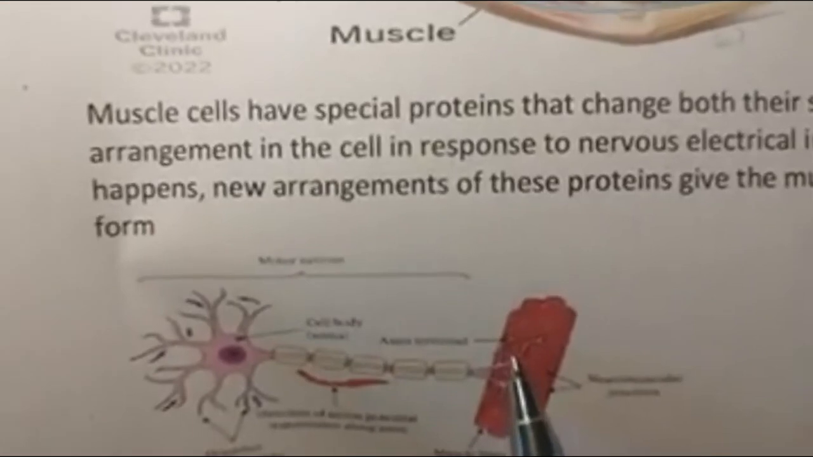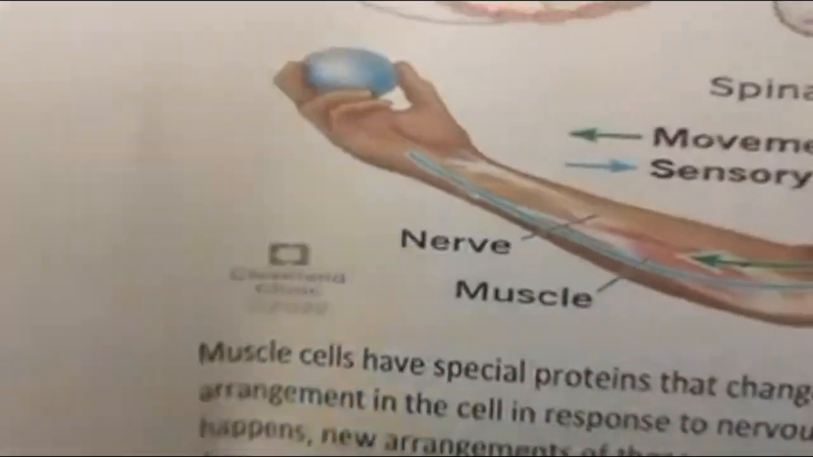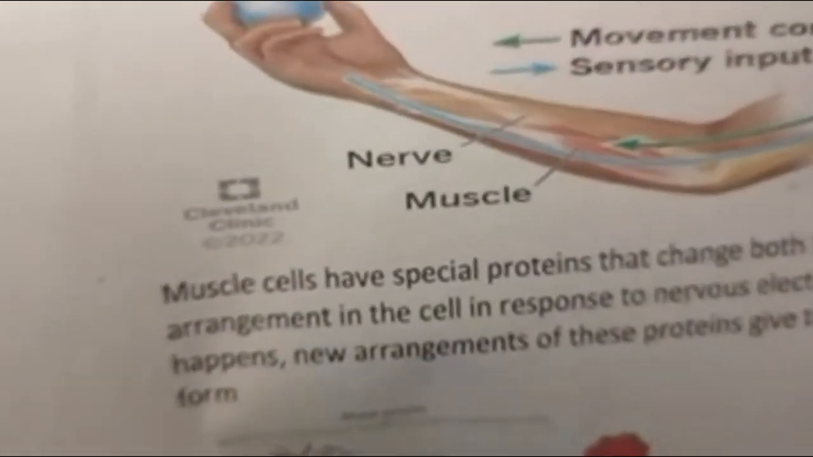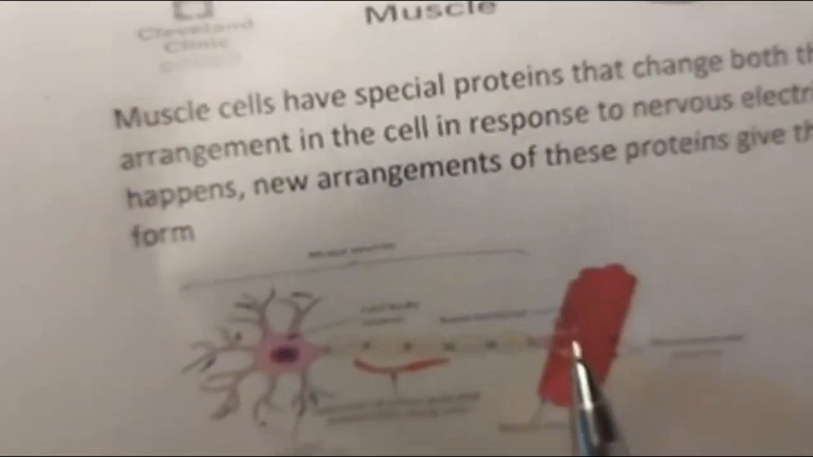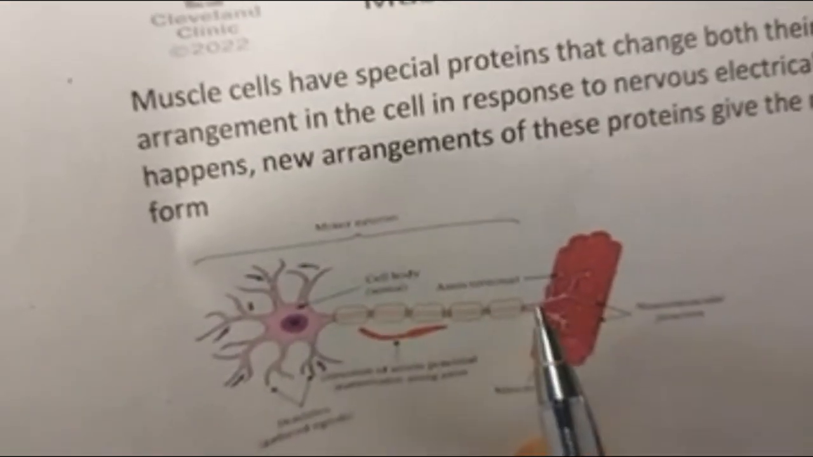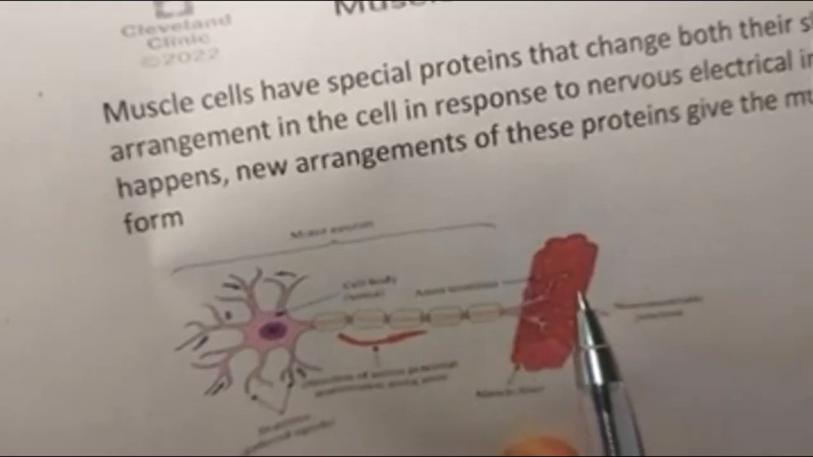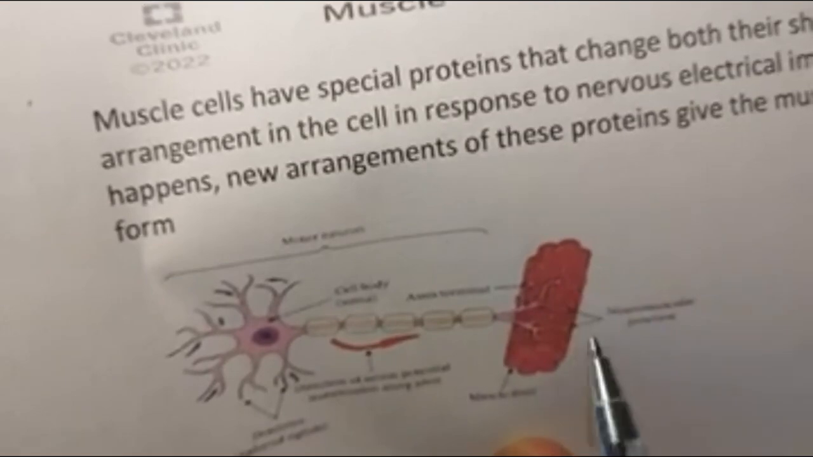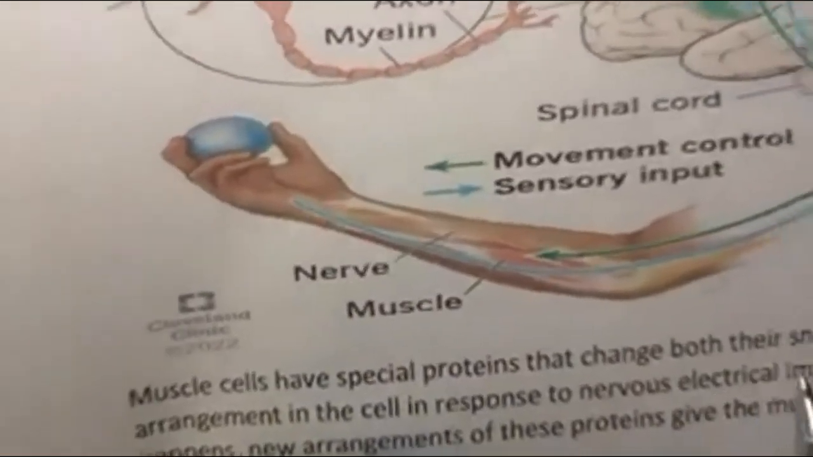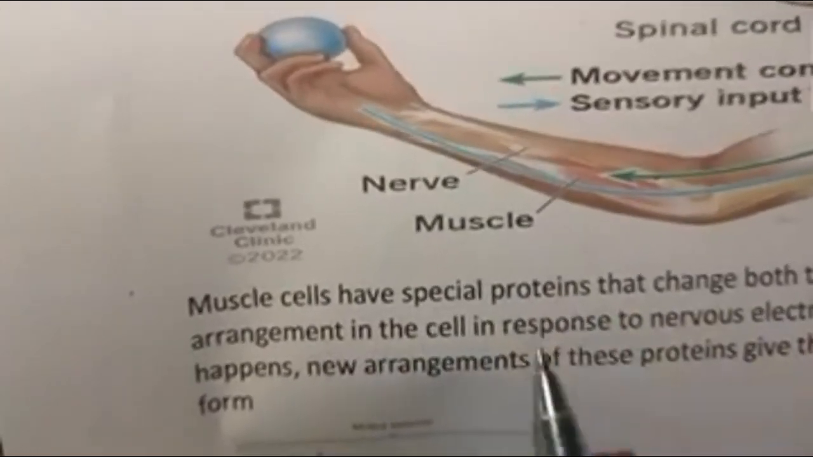So there is a junction between these nerve tips and the effector organ. Muscle cells have special proteins that change the shape and the arrangement inside the cell in response to the nervous electrical impulse that comes along the nerve fiber. The impulse is transmitted to the muscle at the neuromuscular junction, and this impulse then produces changes in the shape and arrangement of the special proteins in the muscle.